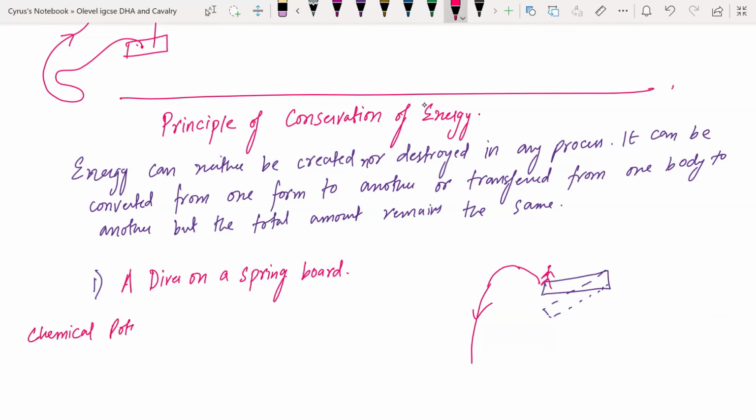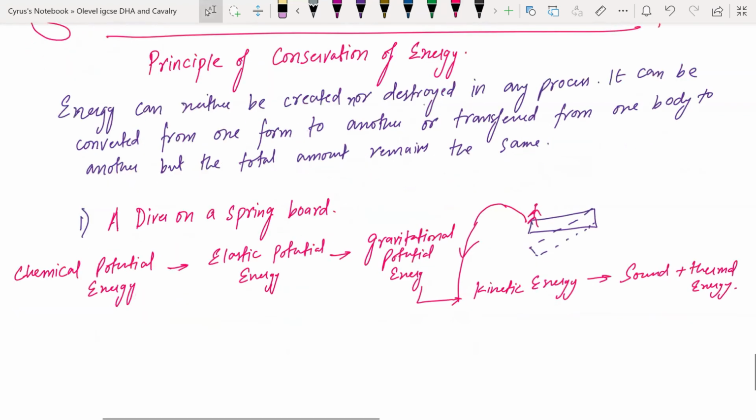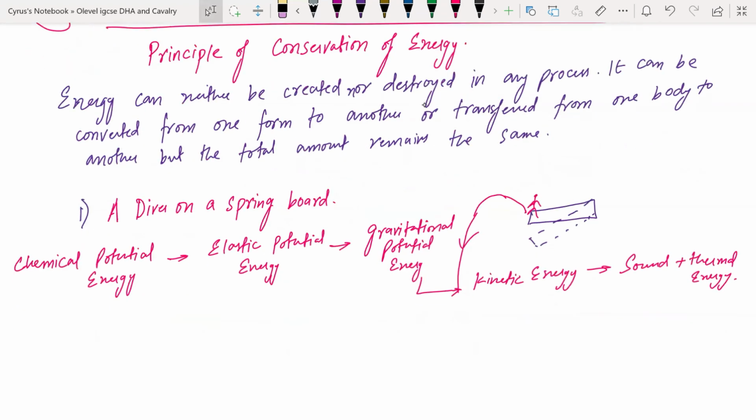Chemical potential is converted into elastic potential energy. That is converted into gravitational potential energy of the diver. That is further converted into kinetic energy. That is converted and then he jumps into the water. Sound plus thermal energy. Thermal is the heat energy, right? These are the basic energy conversions when a diver goes into the water.